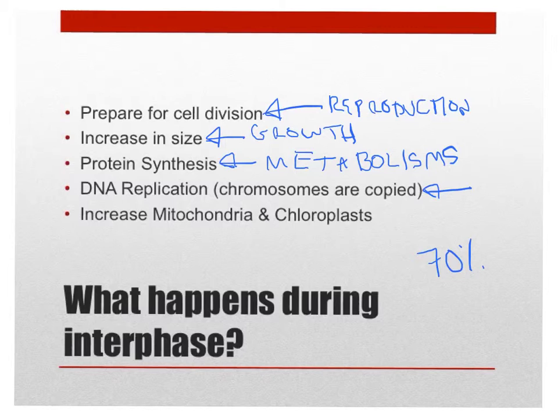And so as we learn about the mitotic phase and cell division, you're going to learn about this saying called IPMAT. The I is for interphase, and then PMAT will be what happens during mitosis.